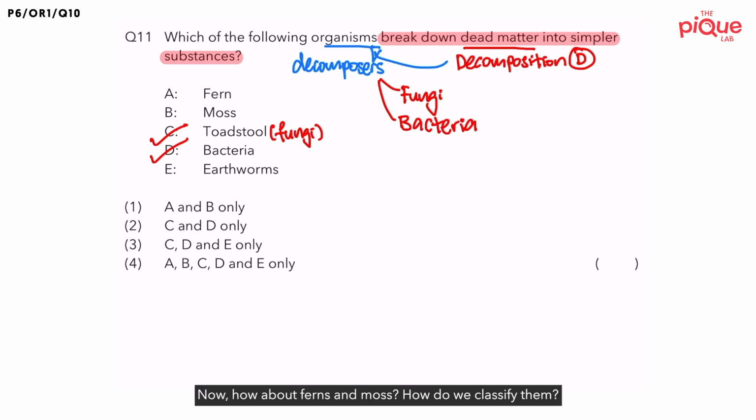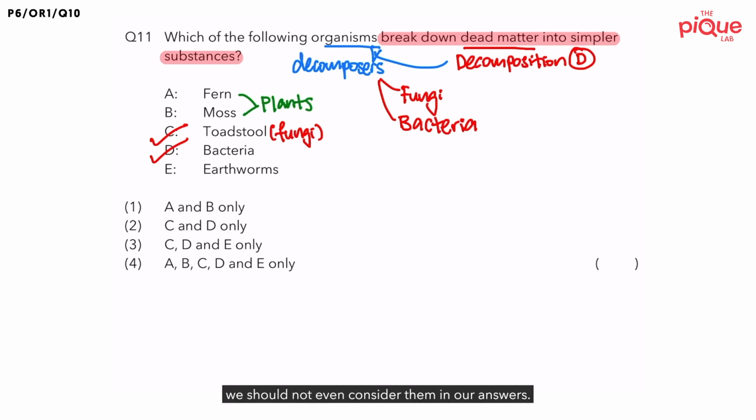Now, how about ferns and moss? How do we classify them? What color are the ferns and moss usually in? Ferns and moss are usually green in color, and in your syllabus, we know that organisms that are generally green in color are classified as plants. And since they are both neither fungi nor bacteria, we should not even consider them in our answers.